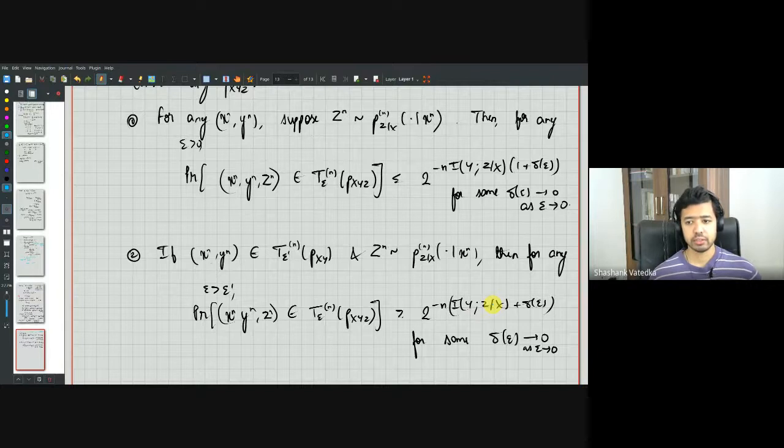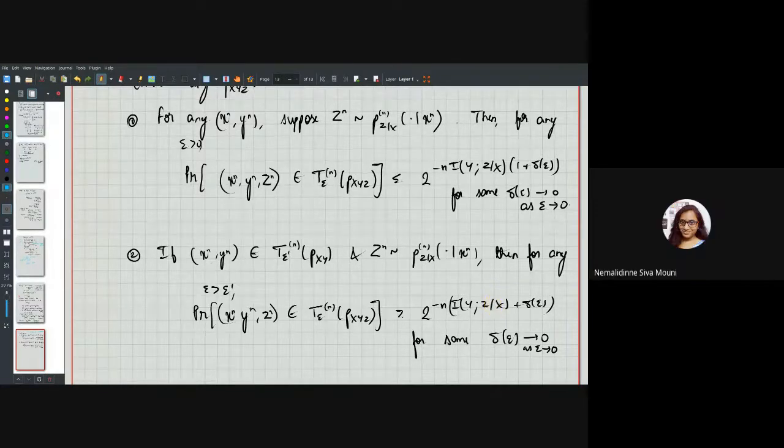So let's see a proof of this particular statement. Sorry to interrupt. In the first one, we are not saying xn and yn are jointly typical, right? In the second statement, we are considering they are jointly typical.